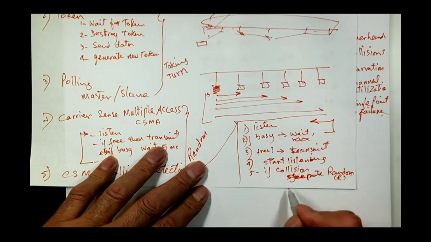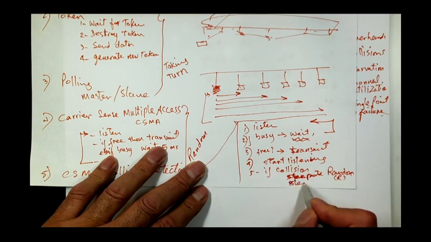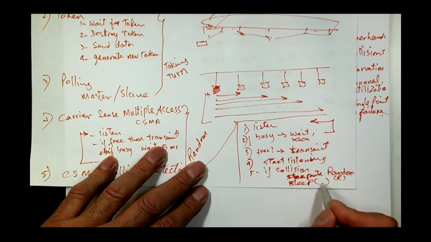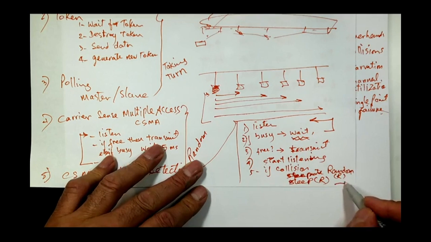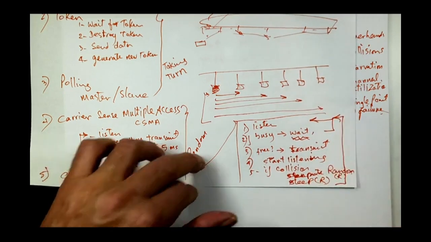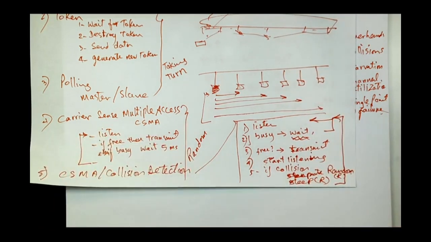Random number, and then go to sleep for a length of time, and then go back to the very start. So this is the carrier sense multiple access with collision detection.